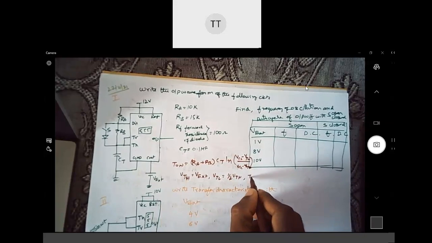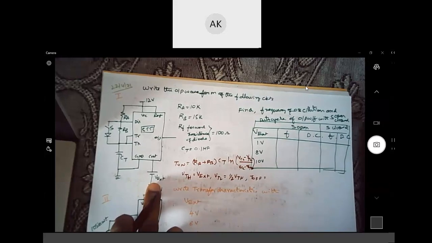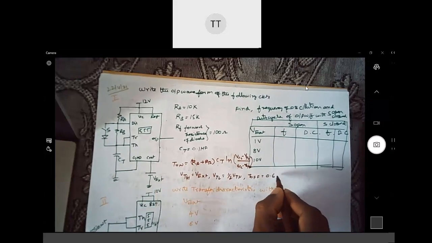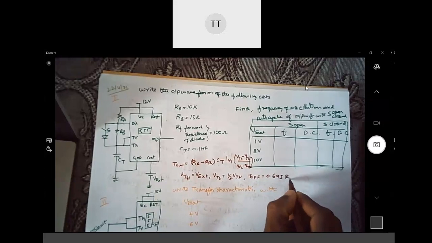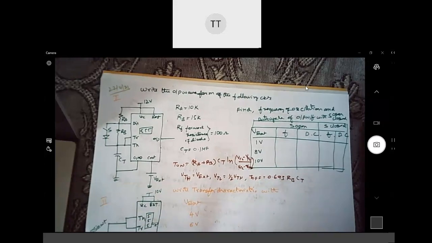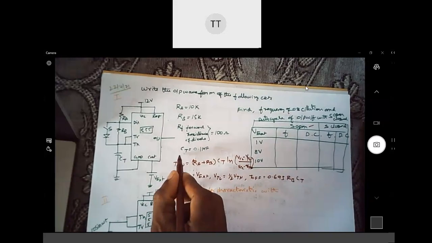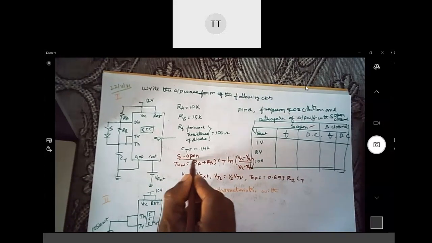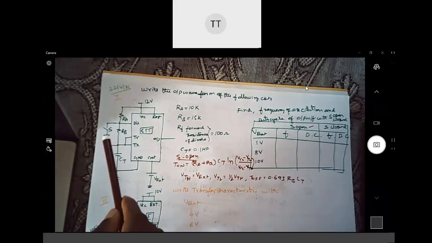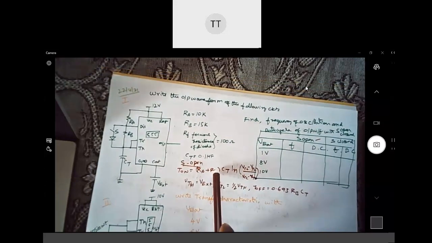So what is T off? Irrespective of the value of V external, it is always 0.693 RB into CT. This is the equation when the switch is off. Because I have written switch open and switch closed. When this switch is open, the charging will happen through RA as well as RB. That's why you have RA plus RB.